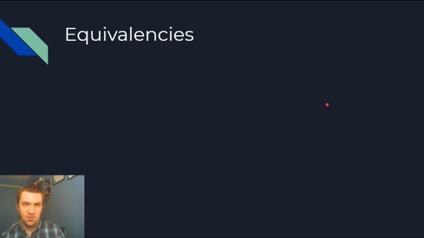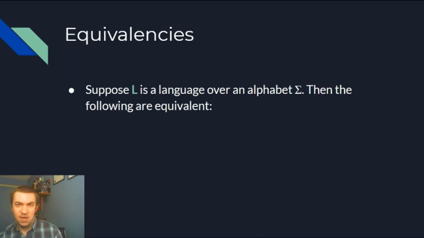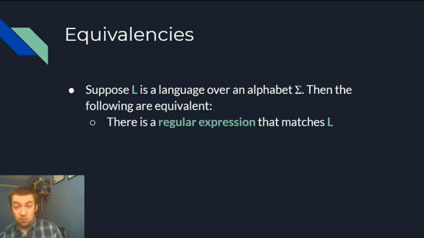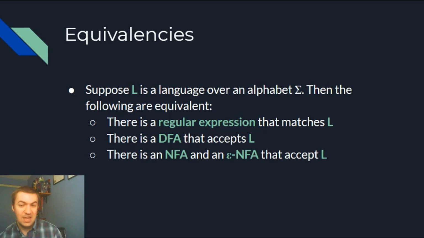Now, how do NFAs fit into our discussion with the rest of the class? Well, let's suppose we have L, some language over any alphabet sigma, then these statements are all equivalent to each other. There is a regular expression that matches L. There's a DFA that accepts L, and we discussed this in the previous presentation. And finally, there is an NFA and an epsilon NFA that also accept L. And proofs for these are all found in the course notes if you'd like to go over them, but I'm going to go through a few specific examples just to show you how these might be translated.